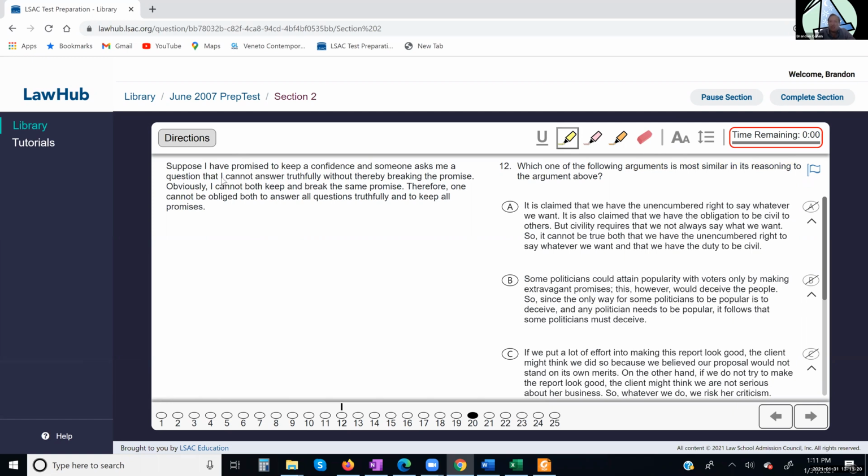Okay, what happens is they start with this first sentence that's saying, I've promised to keep a confidence, and someone asked me a question that I cannot answer truthfully without thereby breaking the promise. And it says, obviously, I cannot keep and break the same promise. So the idea being that I've made a promise to keep a confidence, and someone asks a question that you can't answer truthfully without breaking the promise. So now you're in this like catch 22 is basically what they're setting up. So either you're going to answer it truthfully and break that promise. I'm sorry, you cannot keep and break the same promise.